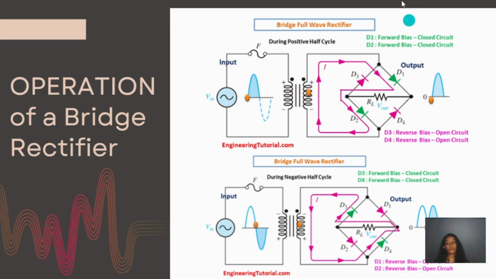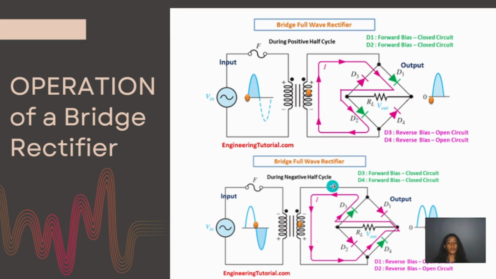Now, looking at the operation of a bridge rectifier, during the positive half cycle of the input waveform, the diodes D1 and D2 are forward biased. That is, they act as closed switches, whereas D3 and D4 are reverse biased and act as open switches. So the load current direction is from D1 to RL and from RL to D2 and back to the negative terminal of the transformer.